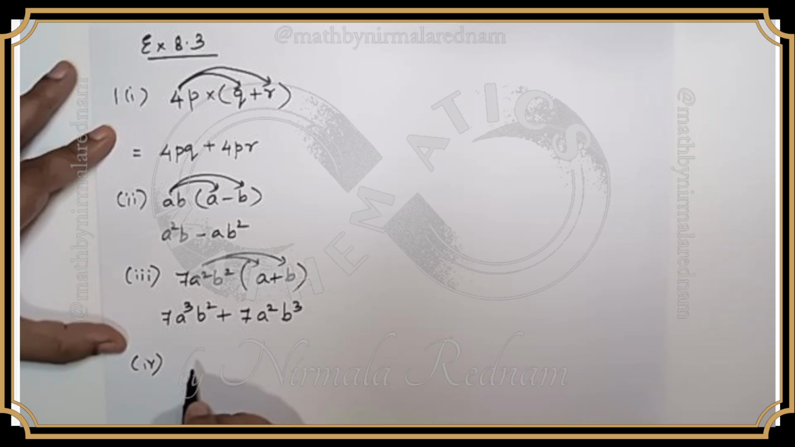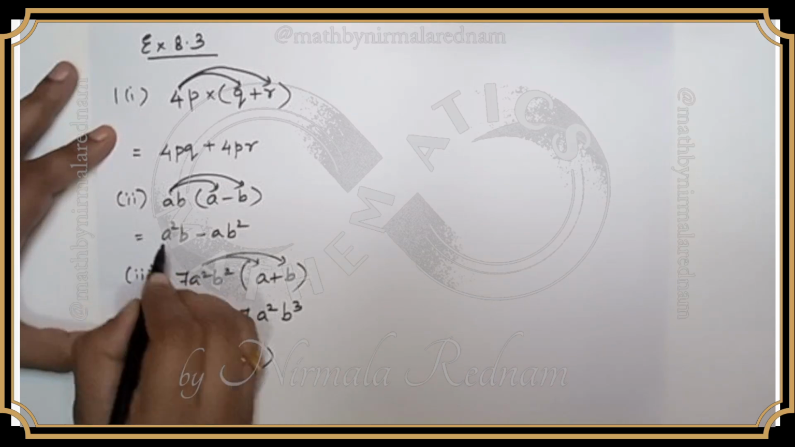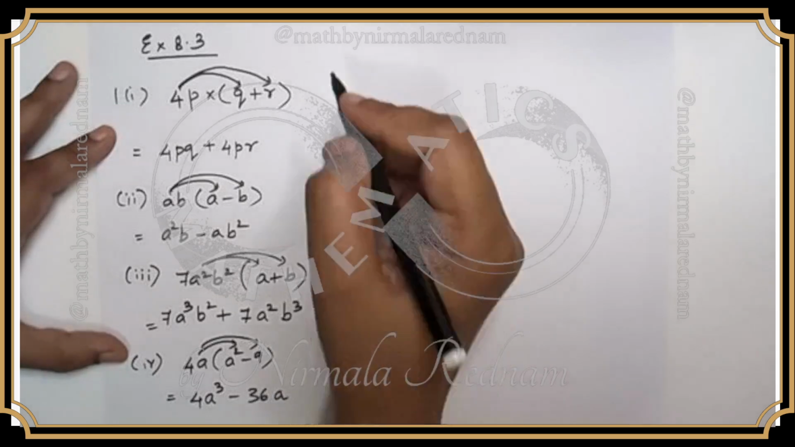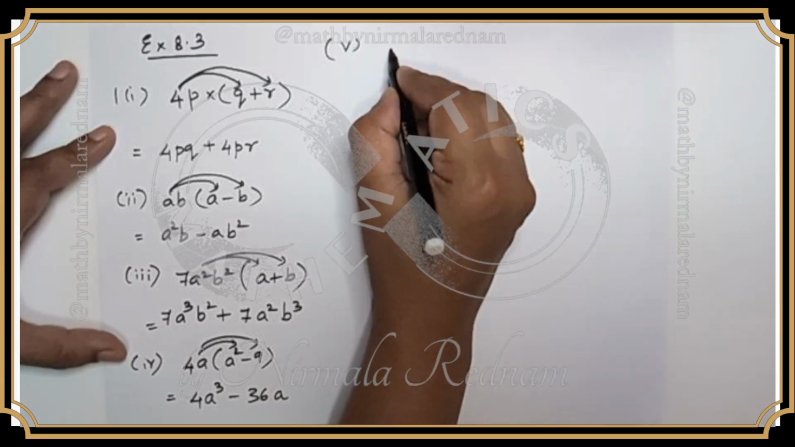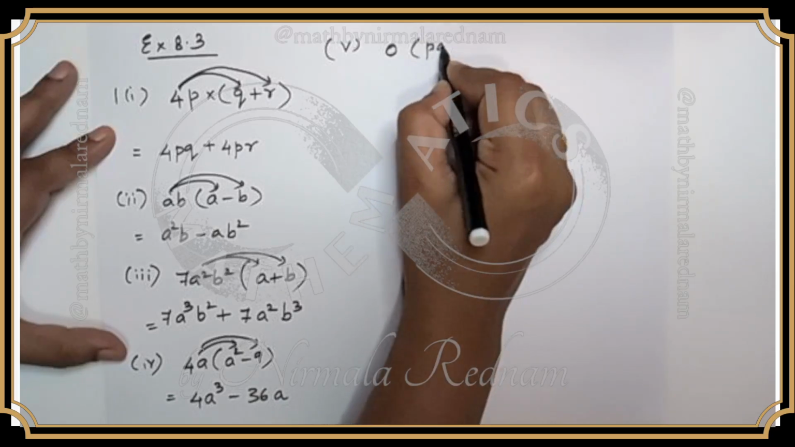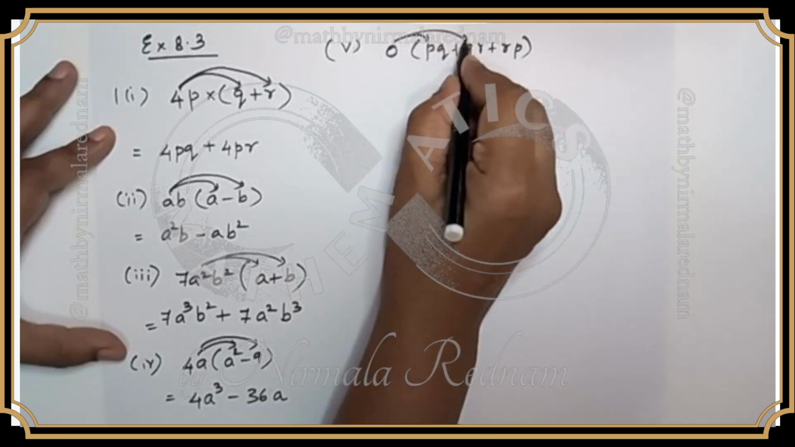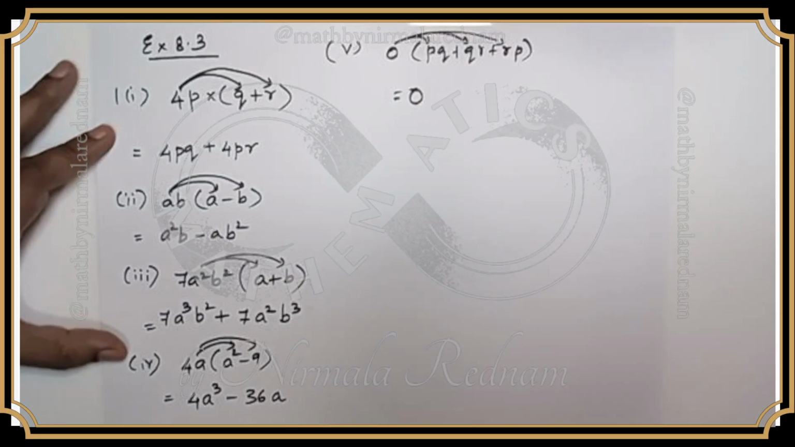Next I have 4a into a square minus 9, right? So now I am going to multiply 4a with each term inside the bracket. This will give me 4a cube minus 36a, right? So that is your answer. Next, fifth question I have 0 into some polynomial. Whatever be the polynomial, answer is going to be 0 because every term that you multiply 0 with will result in 0. So the answer is going to be 0, right? So that is about the first question.